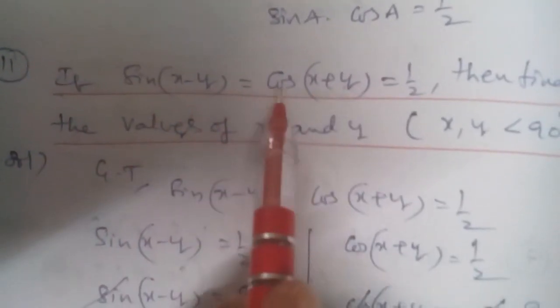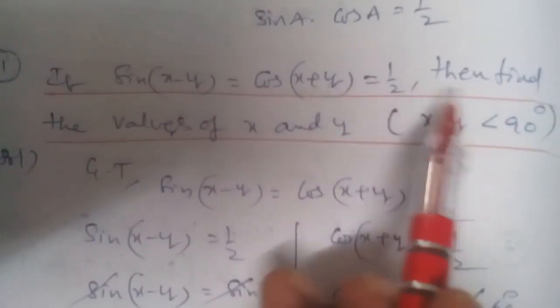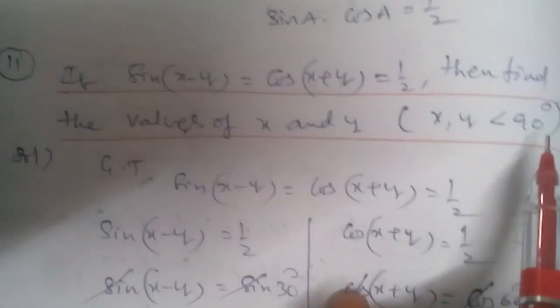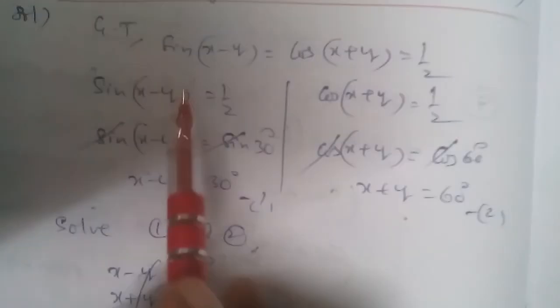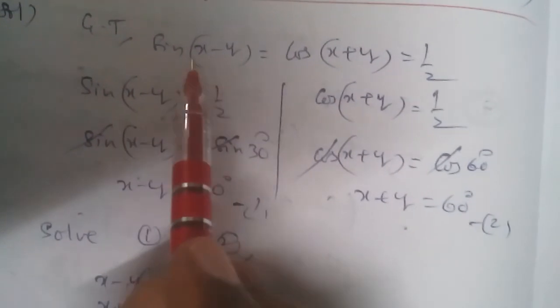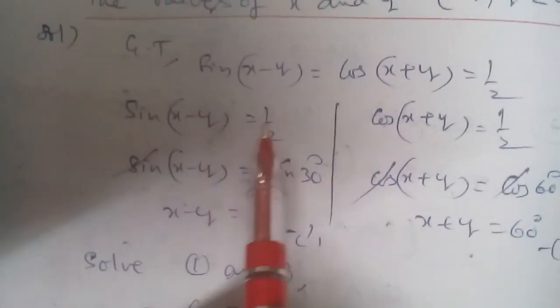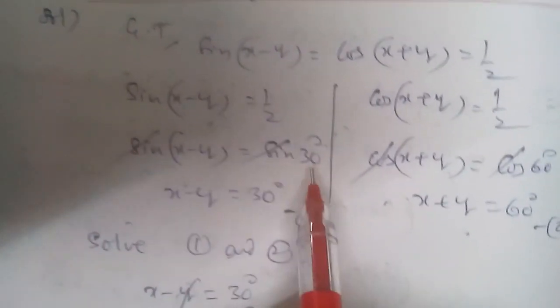And the last one: if sin of x minus y is equal to cos of x plus y is equal to 1 by 2, then find the values of x and y, where x and y are less than 90 degrees. So the given value: sin of x minus y is equal to cos of x plus y is equal to 1 by 2. Sin of x minus y is equal to 1 by 2. 1 by 2 means sin 30.